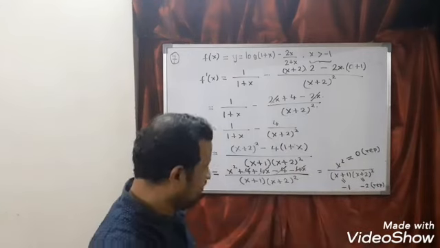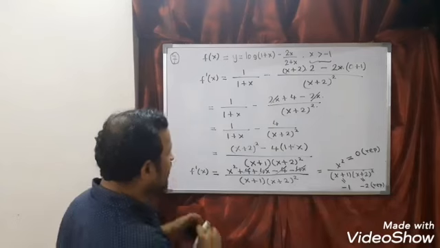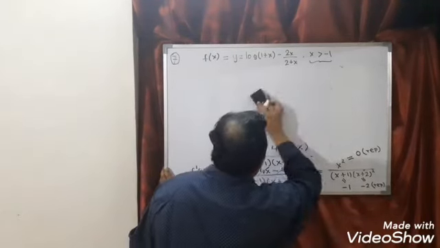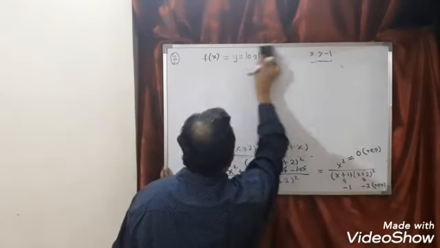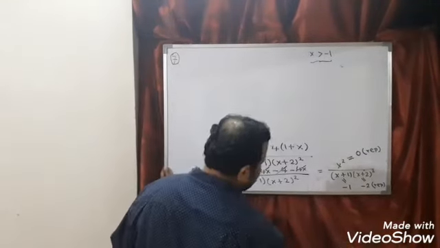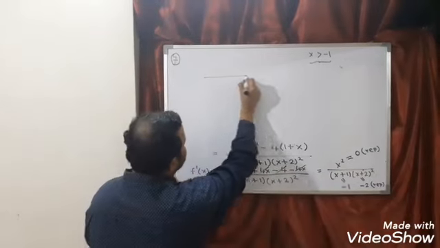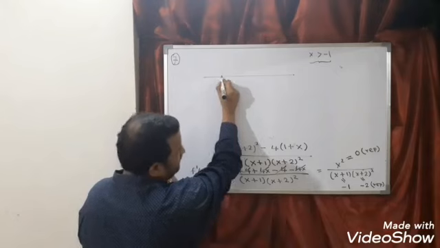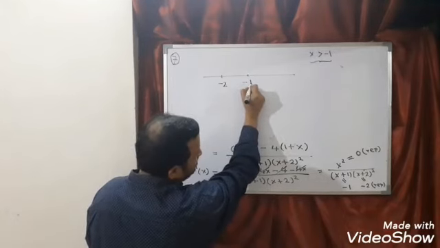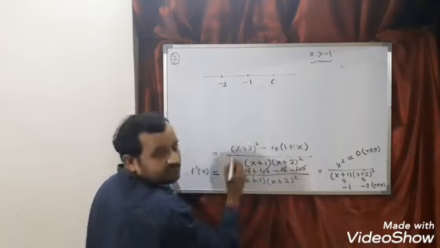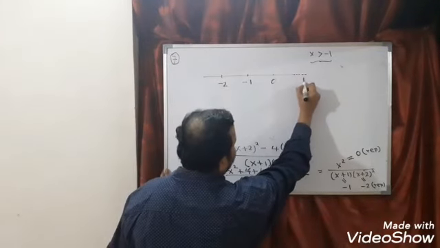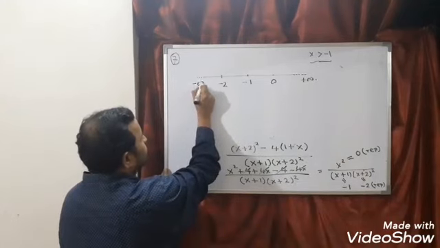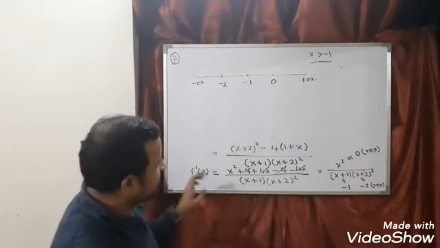What is the next step? Plot all the critical points on the number line in increasing order. So here I can say minus 2, right? Next, here I can say minus 1, here I can say 0, here I can say plus infinity, and here minus infinity.